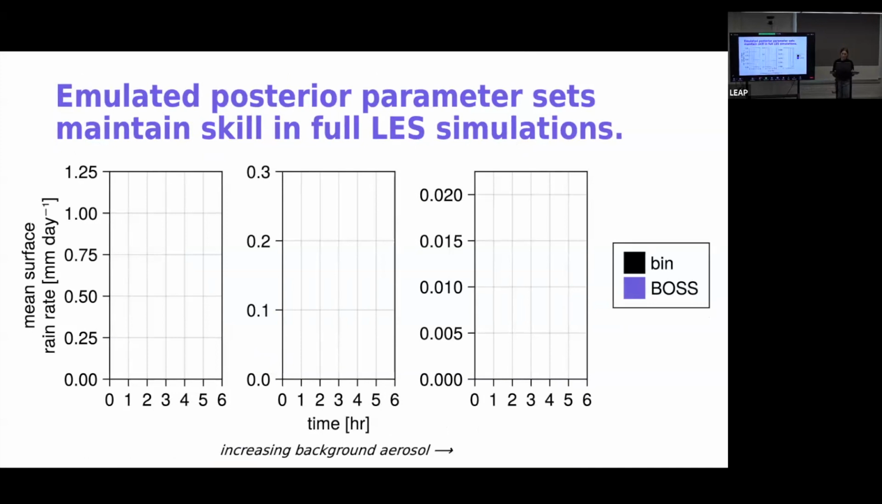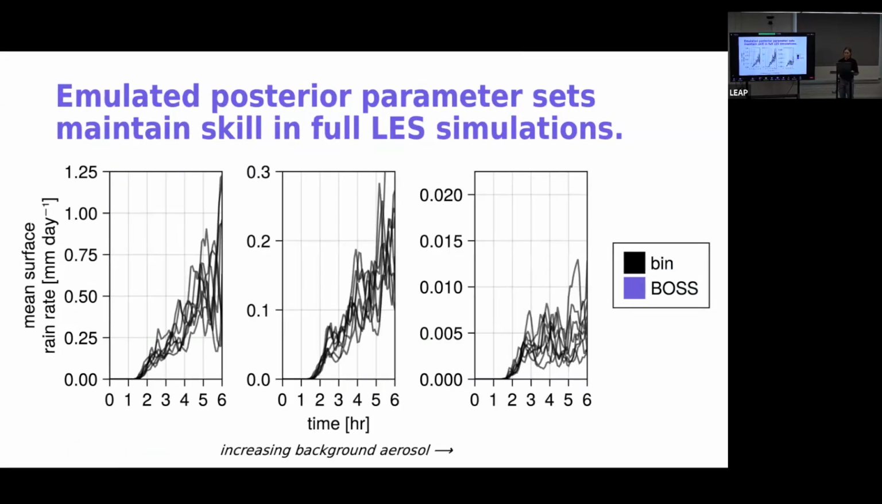And lastly, what I've shown you so far is all machine learning emulation. What happens when we actually put these parameter combinations back into the LES? Here I'm looking at the mean surface rain rate as a function of time, and these different panels are showing different levels of background aerosol. Oops, wrong direction. So first we can look at the bin results.